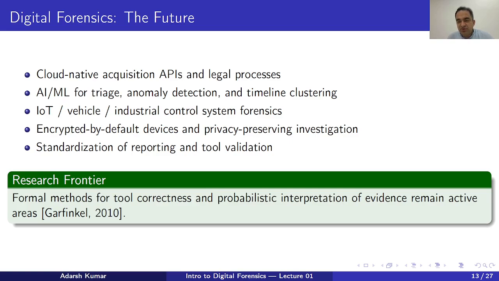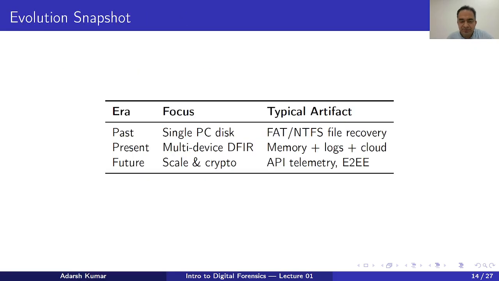For example, a future vehicle investigation might pull encrypted telematics via a manufacturer application program interface (API) under court order, then use machine learning to cluster anomalous trip patterns, raising new questions about tool trust and explainability.